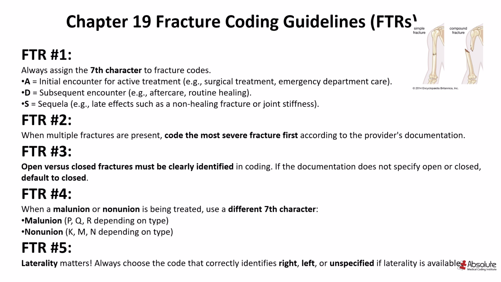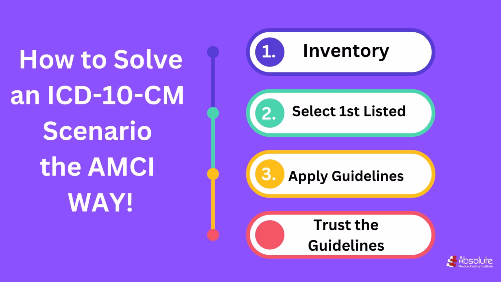All right, it's time to solve chapter 19 scenarios. But first, let's review how to solve an ICD-10-CM scenario the AMCI way. Number one, you're going to inventory. Number two, you're going to select your first listed code. Three, apply all guidelines. All right, Ms. Dolly, take it away.